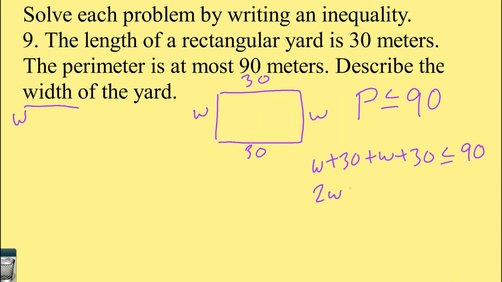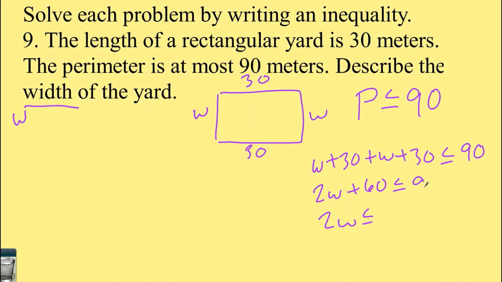We get 2W plus 60. Oop, almost did the wrong inequality. And 30. There we go. So 2W is less than or equal to... Why am I writing 30? I'm already doing the problem.